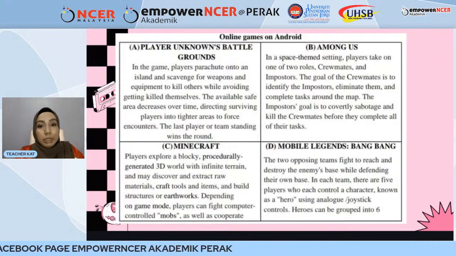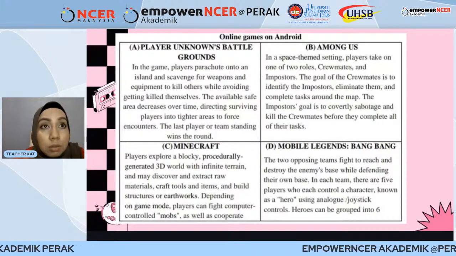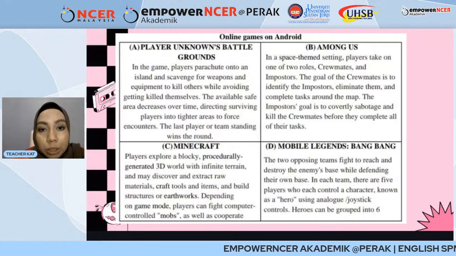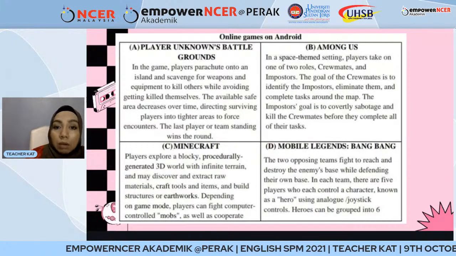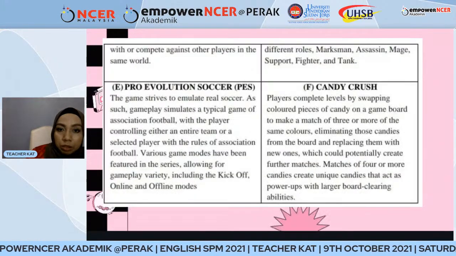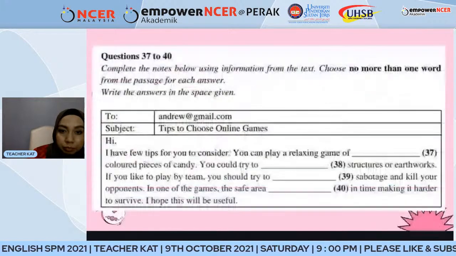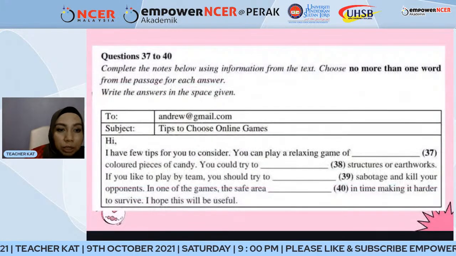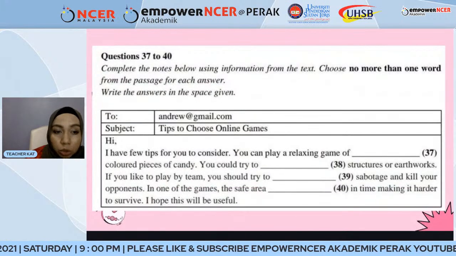So here the blank just now comes before the word sabotage. So what is the word that can be found from the text? The word is covertly. So our answer here, if you like to play by team, you should try to covertly sabotage and kill your opponents.